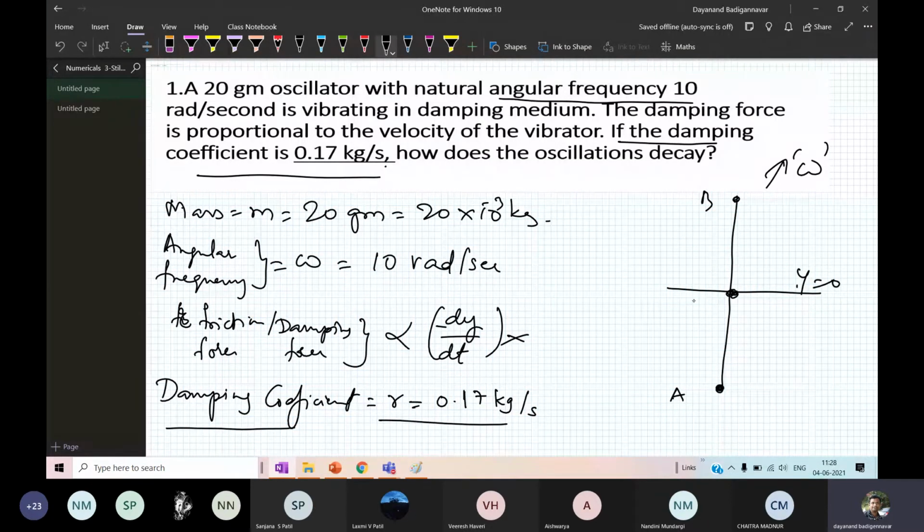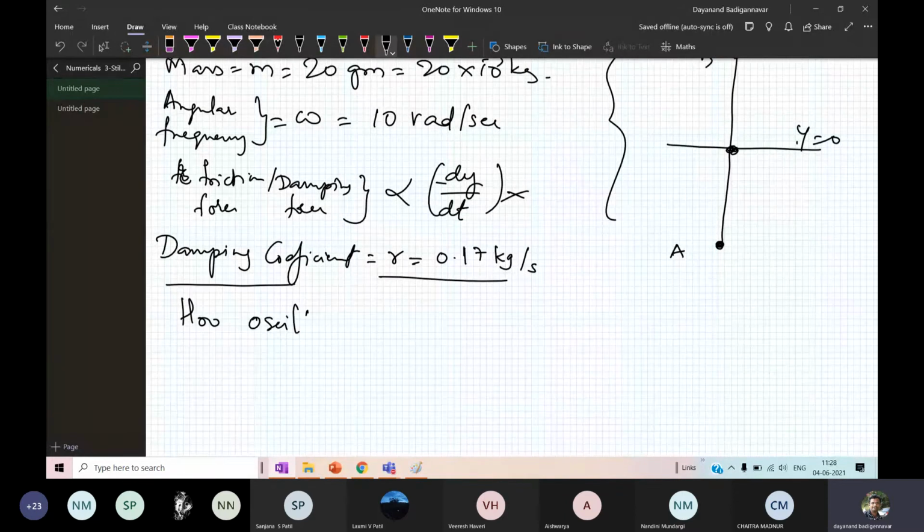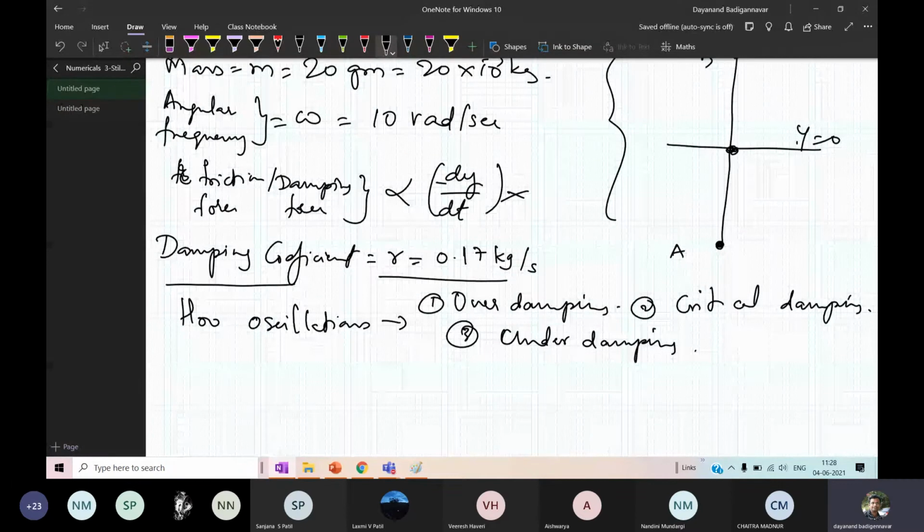Now you have to check how the oscillations are dying. There are three cases: one, over damping; second, critical damping; and third, under damping. You are getting the point. They are dying by over damping, critical damping or under damping.